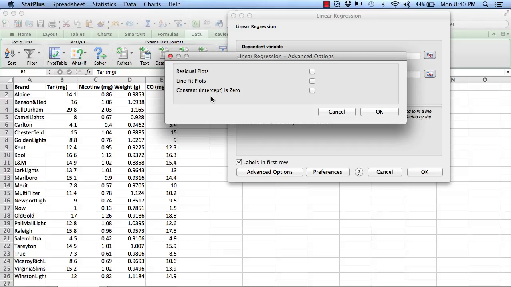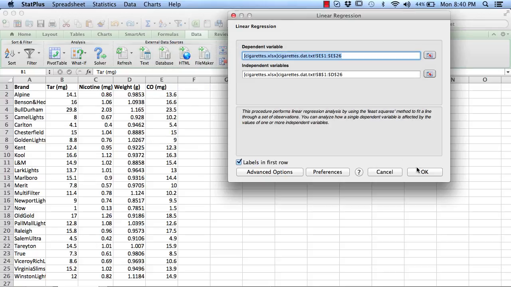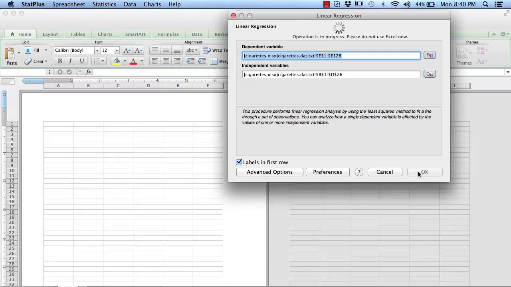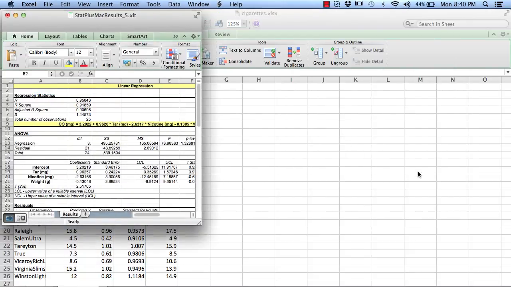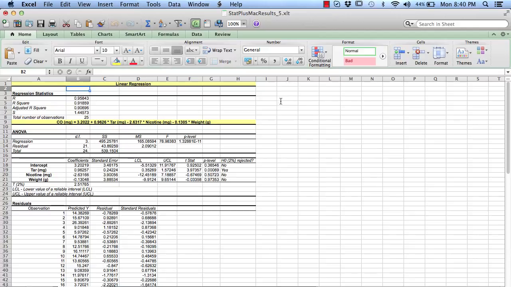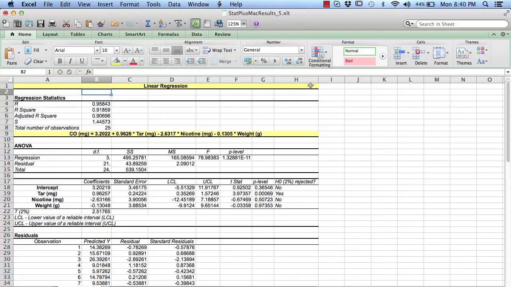This constant intercept being forced to be 0 is generally something you want to avoid unless you have a really good reason to click that. So we're not going to choose any of these options. We're just going to rely on the regression output for all of our information. So now I click on OK, and Stat Plus thinks for a minute and then gives me a new worksheet with the regression output. So let's see if I can make this a little bit bigger so it's easier to look at.